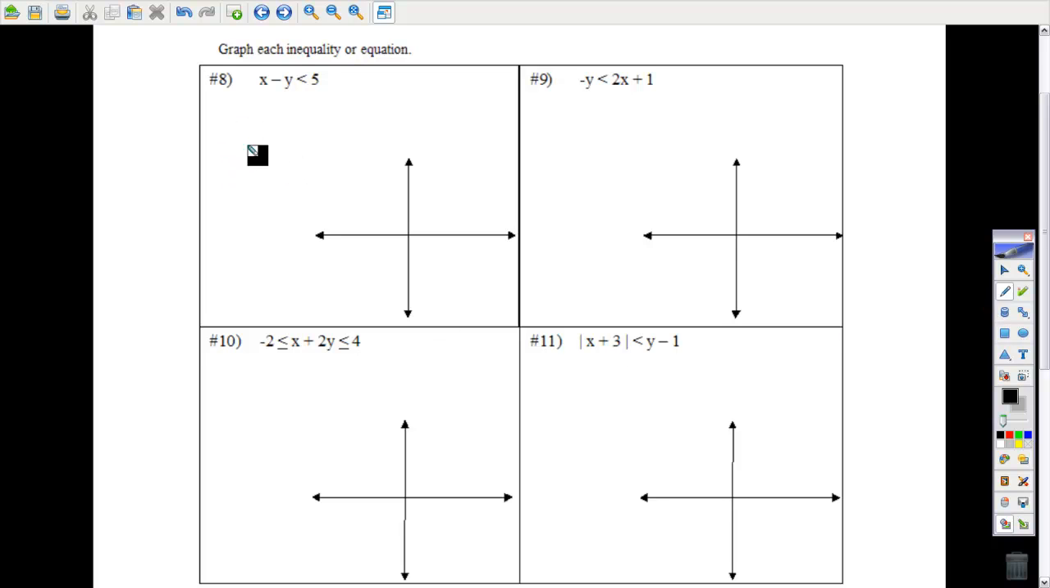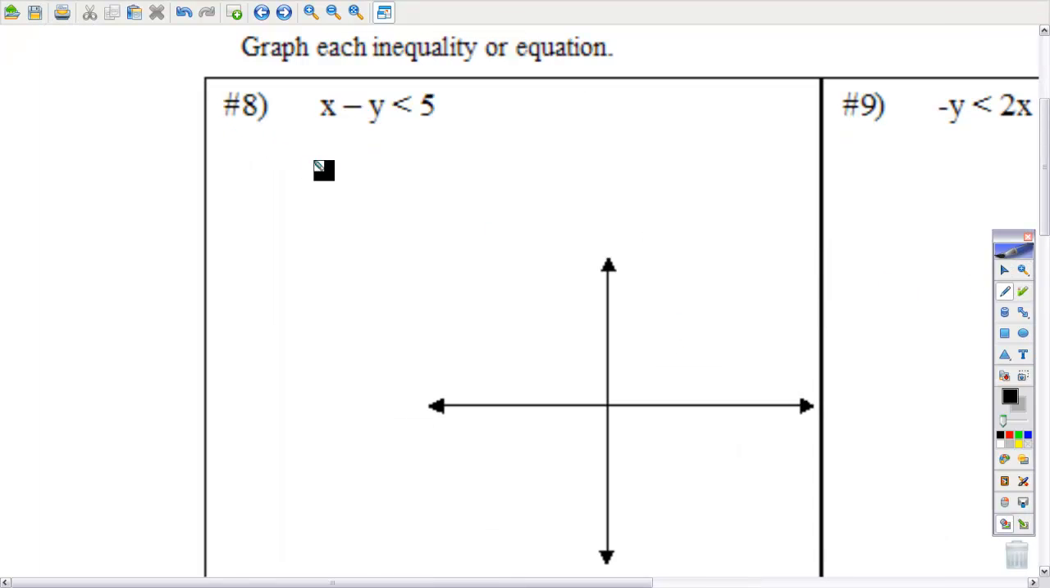Number 8, I'm supposed to graph each inequality or equation, same directions. If I get y by itself here, by subtracting x from both sides, then multiplying both sides by -1. When you multiply both sides of an equation by a negative number, your inequality changes direction.